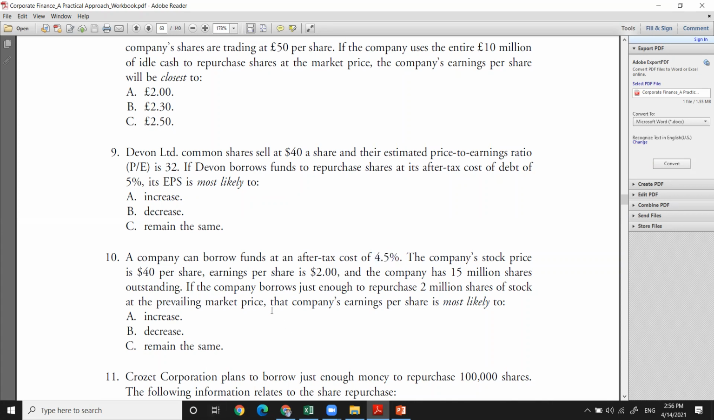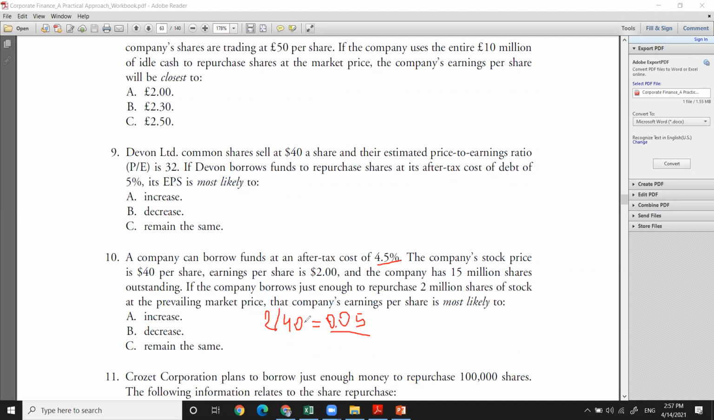So in here, let me just type it. 2 over 40, it should give us 0.05. So we have 5% and 4.5%. So what do you expect EPS to be? Increasing or decreasing? Decrease. Be careful.